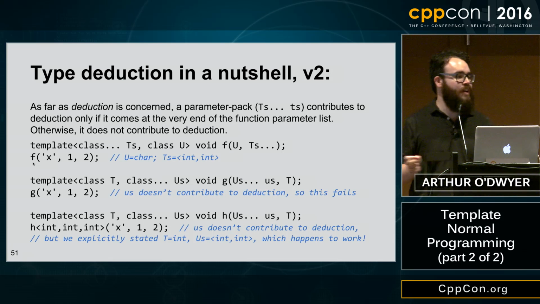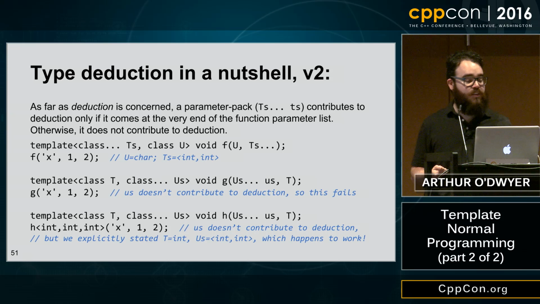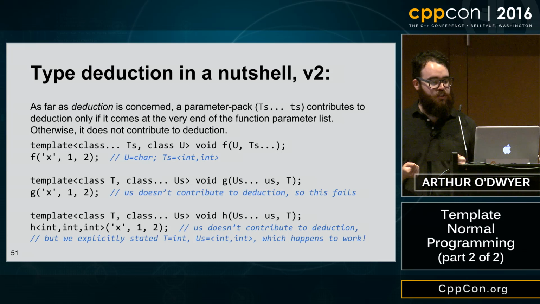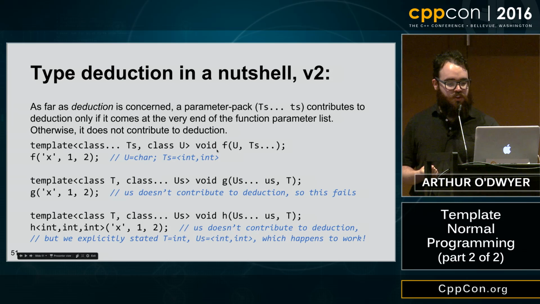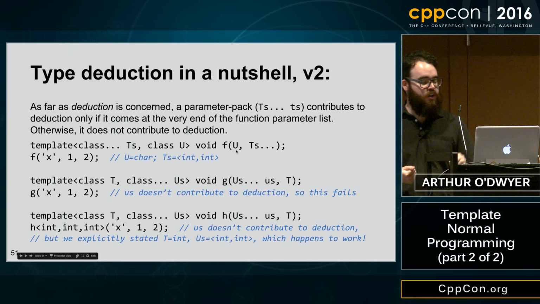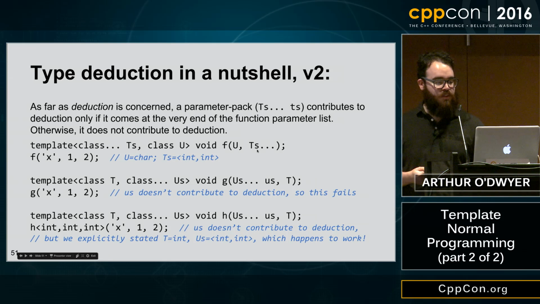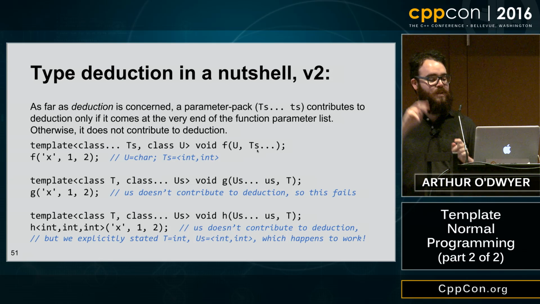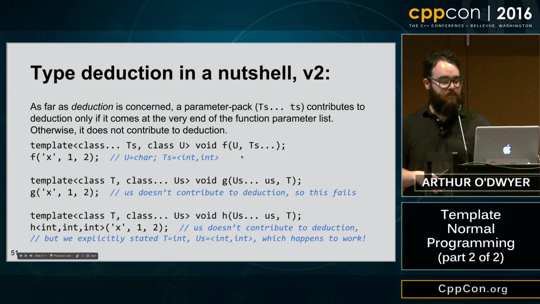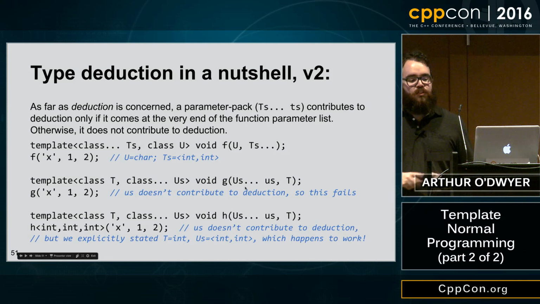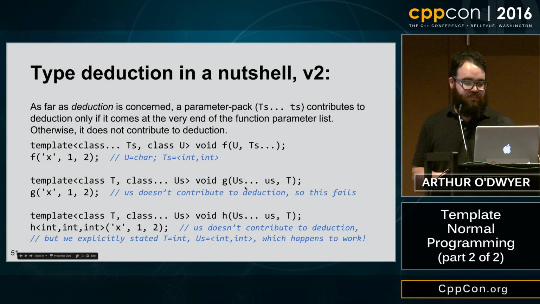I'm just going to rely on the deduction. I'm going to deduce that the first parameter is U, so that's a char, and then the rest of the parameters, int, those must be the T's, so it deduces just fine. In the second case, the U's, all of these parameters don't contribute to deduction.